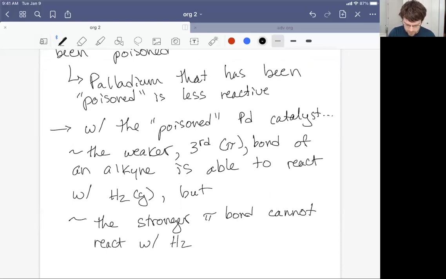With H2 and the poisoned catalyst. Okay, while you are writing that down, I'm just going to check my notes. I believe I know what the Lindlar catalyst specifically is.